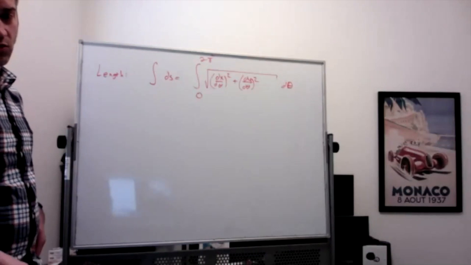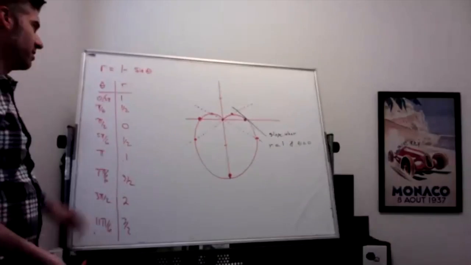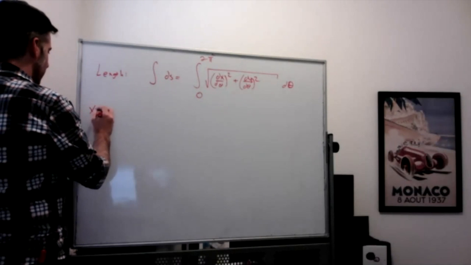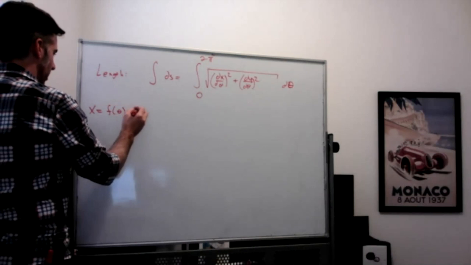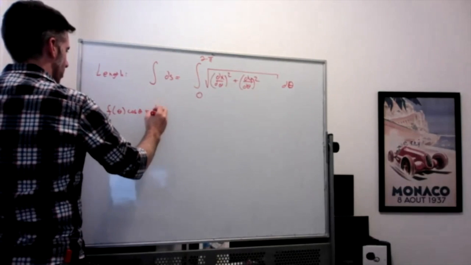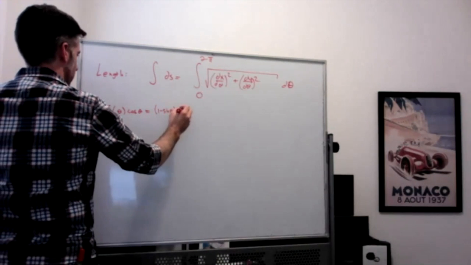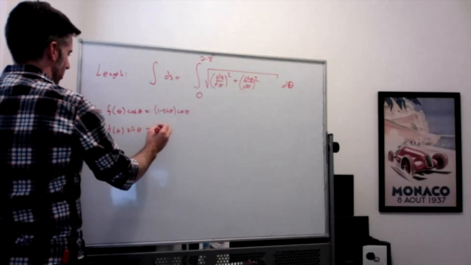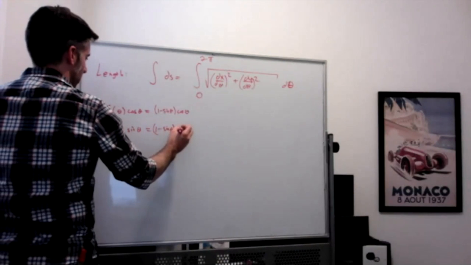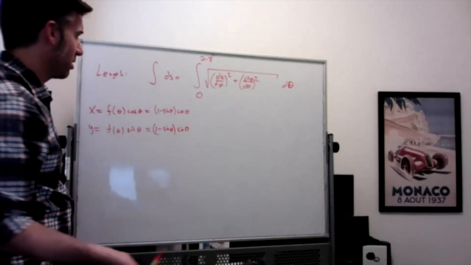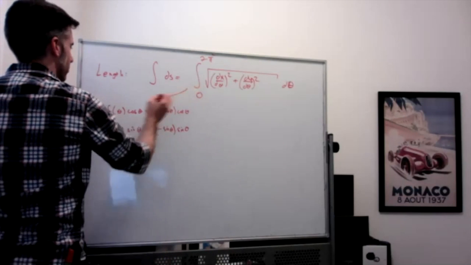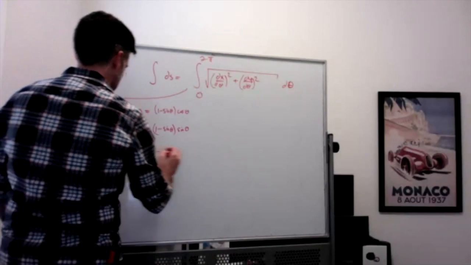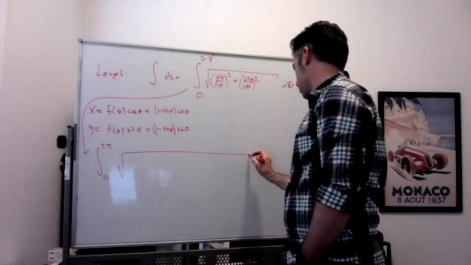All right, well, that's going to be gross, right? Oh, sorry, I erased my derivatives. Apologies. So remember, x is equal to f of θ cosine θ, which is 1 minus sine θ times cosine θ. And y is equal to f of θ sine θ, which is 1 minus sine θ times sine θ. This is going to be really kind of gnarly, right? We're going to get something pretty gross.